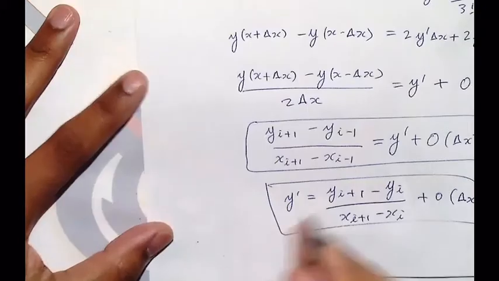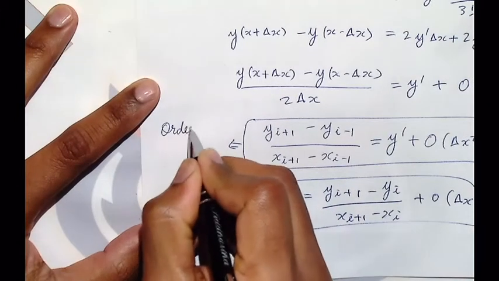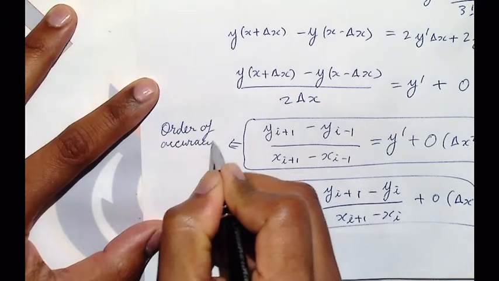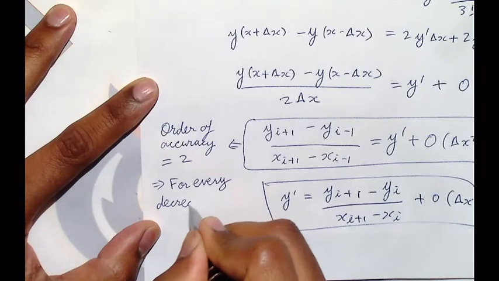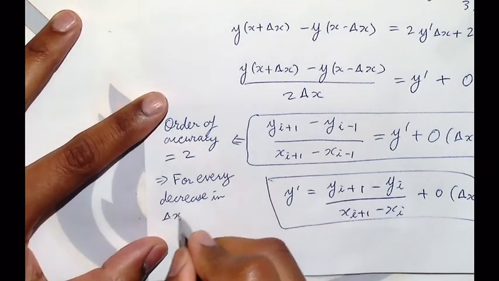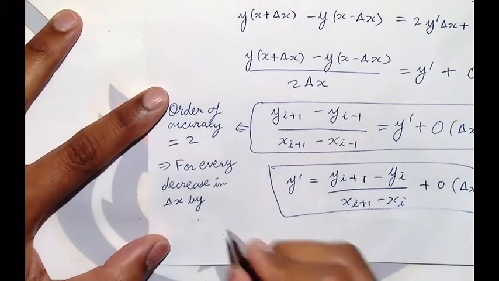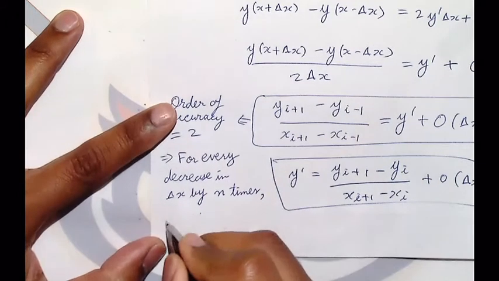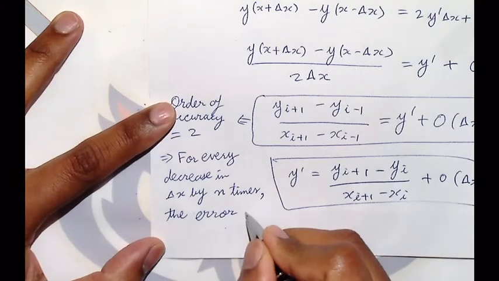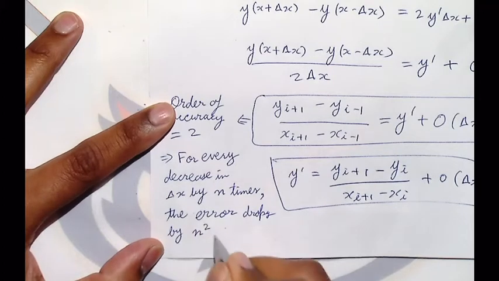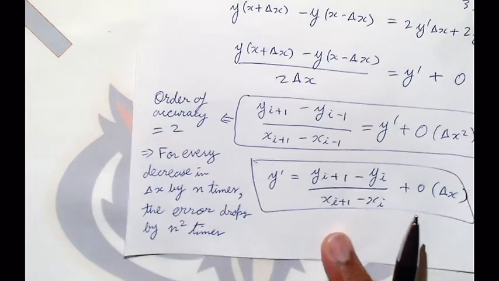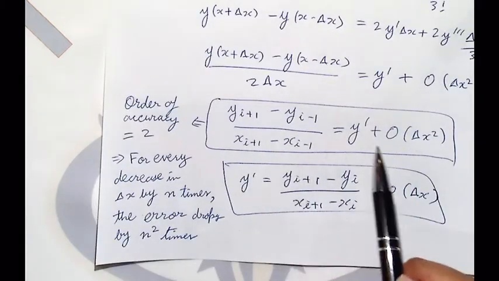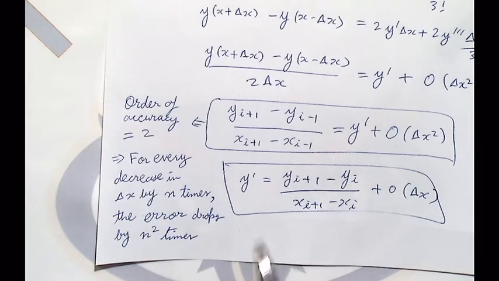So let's see. Here, order of accuracy is 2. Which means for every decrease in delta x by n times, the error drops by n squared times. Okay, if I drop my delta x by 10 times, the error will drop by 100 times. So in that case, you see the first expression is much more useful than the second expression. There are caveats to using very high order estimates. We'll take a look at those later on.